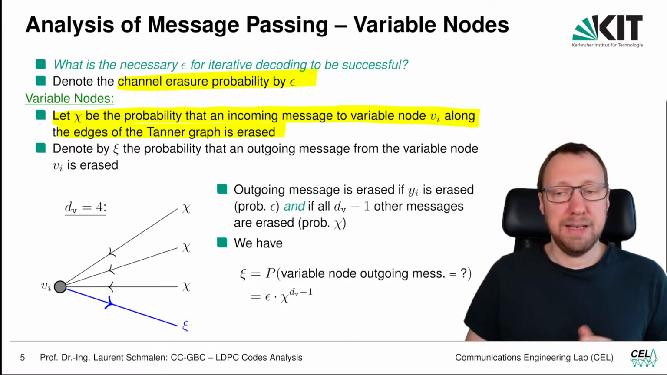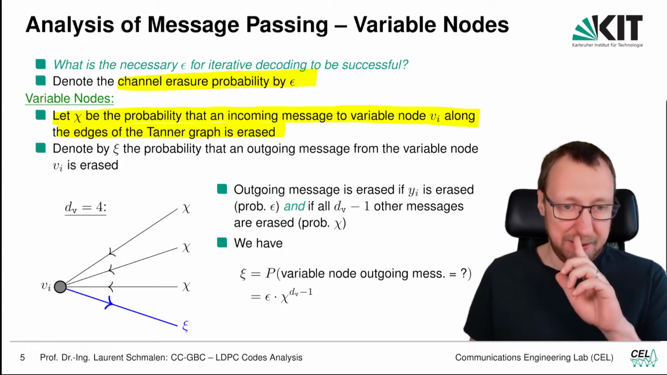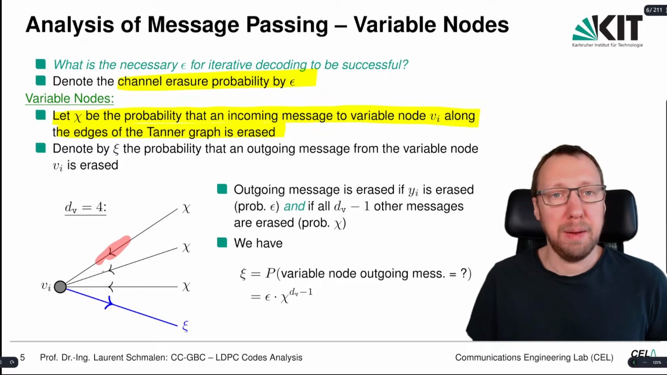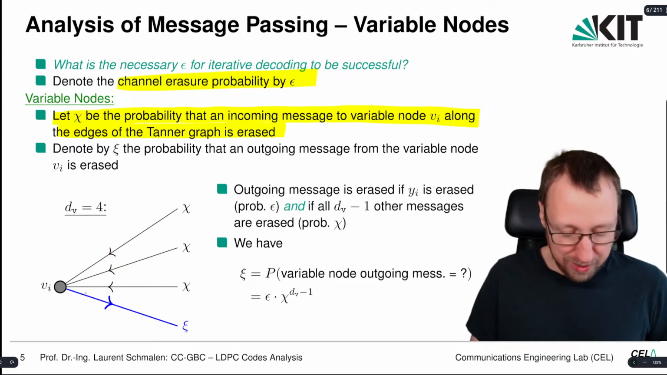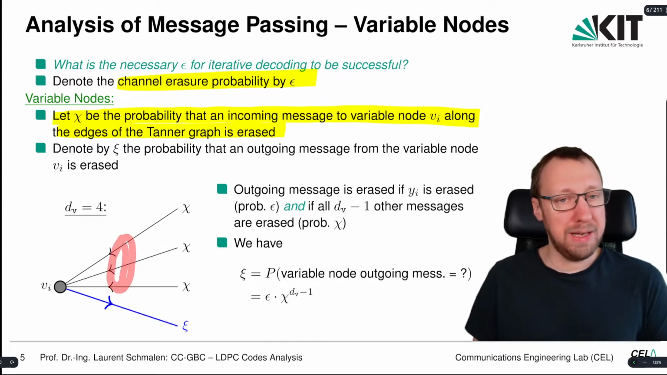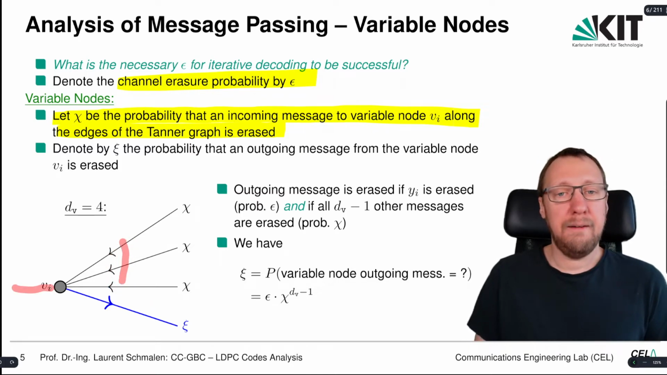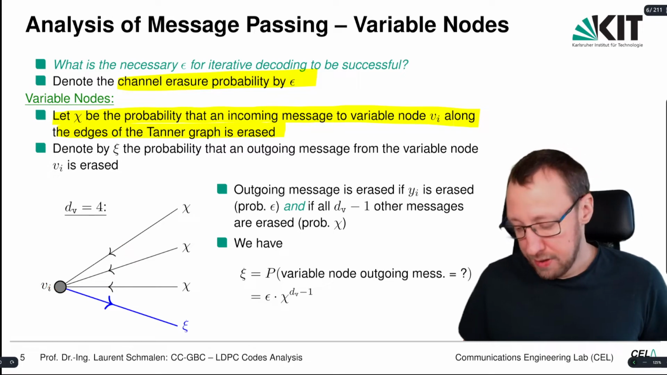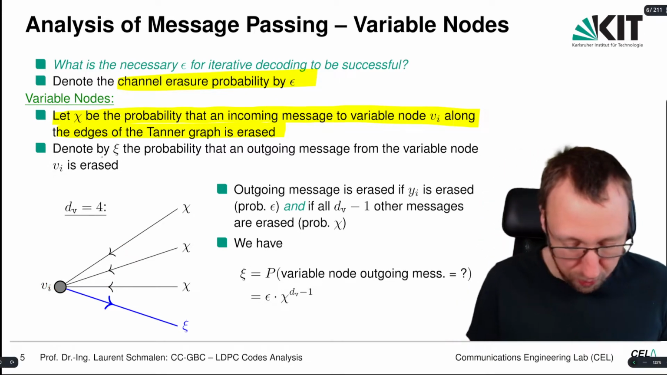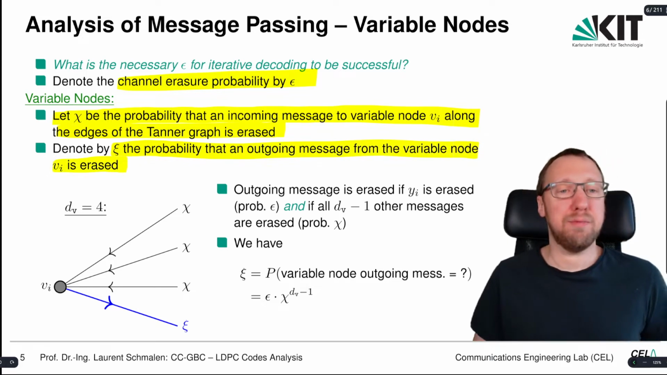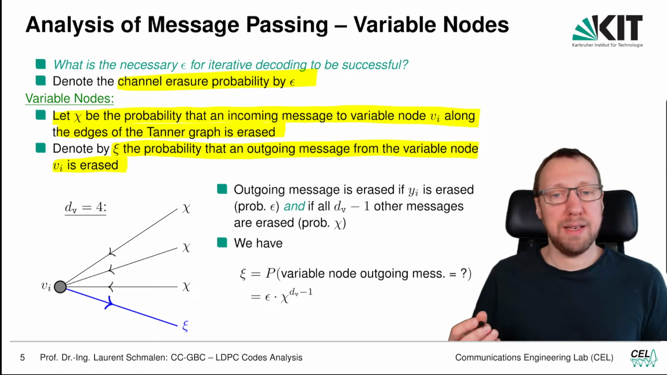So that is chi. And what we do in the variable node is we take a few incoming messages and we calculate an outgoing message. The outgoing message depends on dv minus 1 incoming messages and the channel message. And we denote the probability that the outgoing message is erased by psi. Psi is the probability the outgoing message is erased.